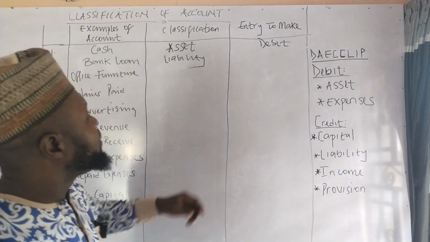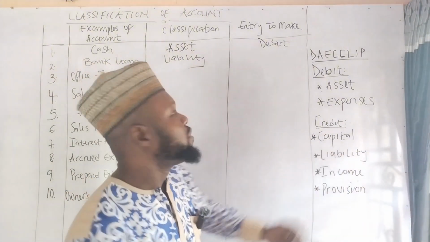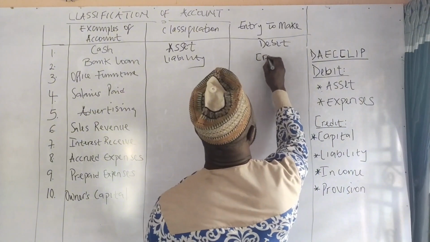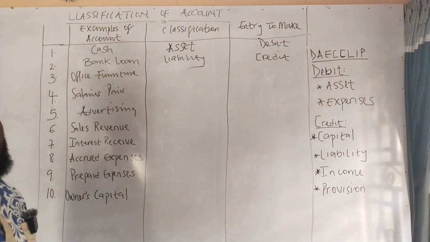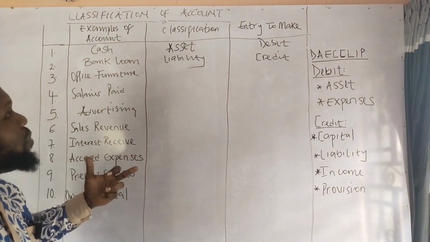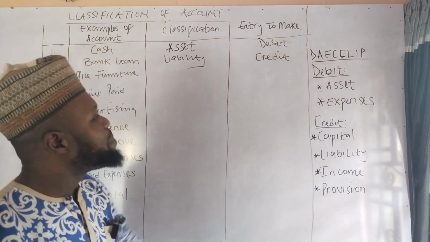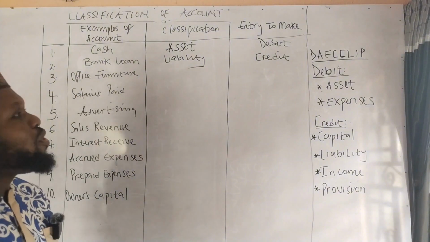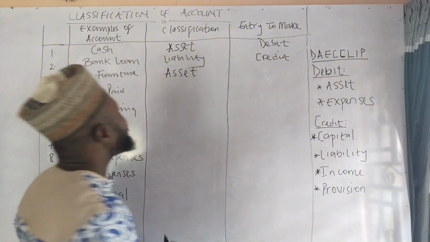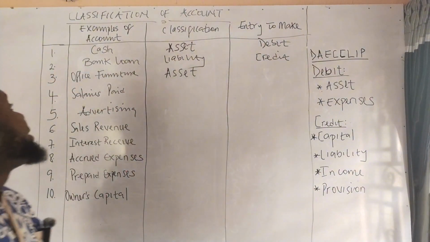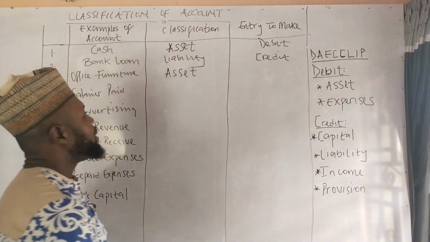And now, what is the proper entry to make for this liability? Of course, credit. So it is as simple as that. Credit. Number 3, office furniture. Is office furniture an asset, expenses, capital, liability? Of course, office furniture is an asset, because an asset is anything that is owned by a business that has value and gives benefits to a business.